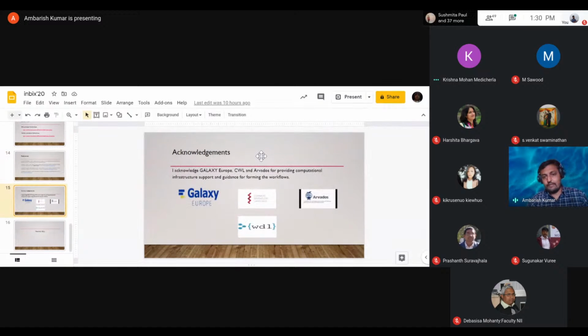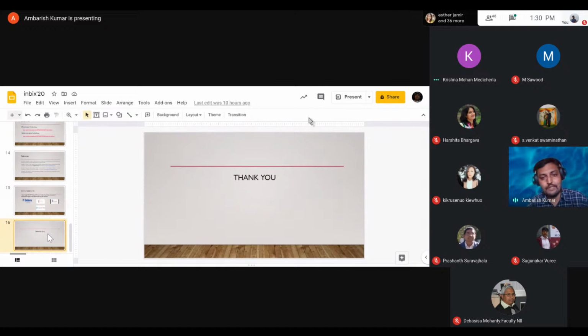Next, I acknowledge Galaxy Europe, CWL, and Arvados for providing computational infrastructure support and guidance for forming the workflows. I got much support from the CWL main person and Galaxy Europe. They provided much guidance for making CWL tools and executing them in a single workflow script. Thank you all for patiently listening to the presentation, and I would like to invite questions from your side.